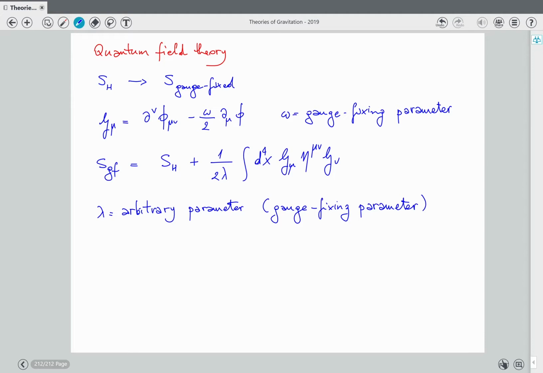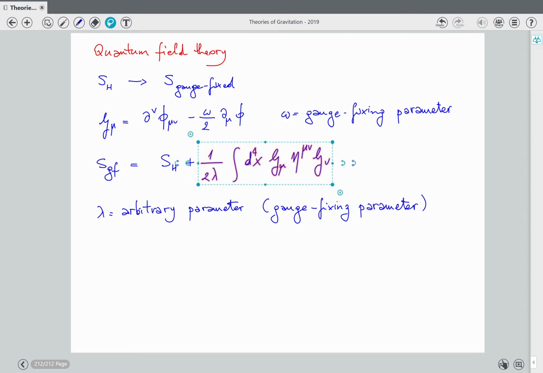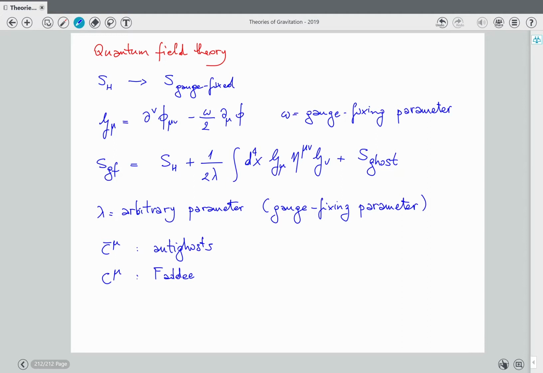But I'm not allowed to change my action like that, the way it comes to my mind. I cannot change the physics. And it can be shown that this is the right way to do it, adding another contribution, which is called the ghost action, which involves two new fields, C bar mu, which are called anti-ghosts, and C mu, we will write them with upper indices, which are called ghosts, or to be precise, since there are other ghosts that we will meet, Faddeev-Popov ghosts.